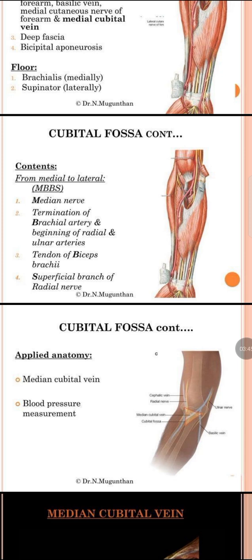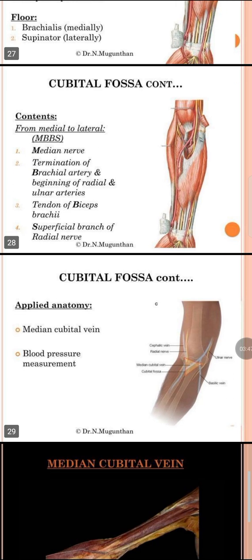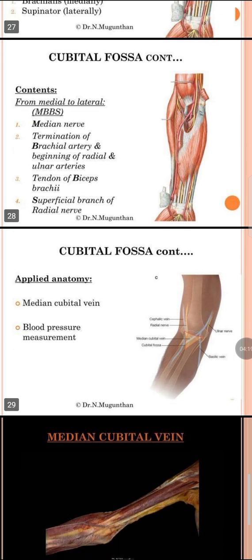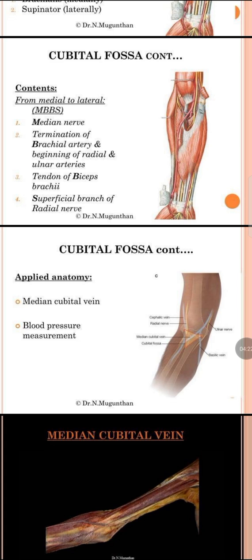So what are the contents of the cubital fossa? We say MBBR. Okay? MBBR. Here they're saying MBBS, but anyways, MBBR means median nerve, brachial artery, biceps brachii tendon and the radial nerve. But it should be the superficial branch of the radial nerve. So those are the contents, right? MBBR: median nerve, brachial artery, tendon of the biceps brachii, and the superficial branch of the radial nerve.